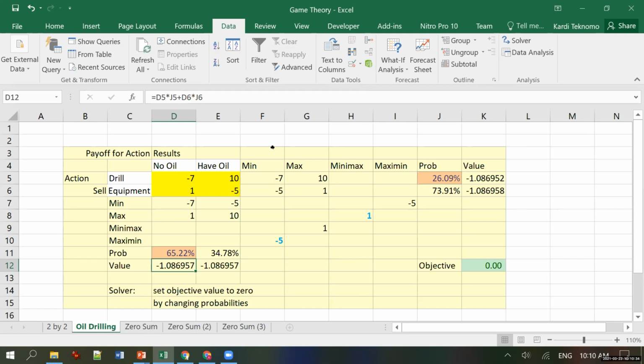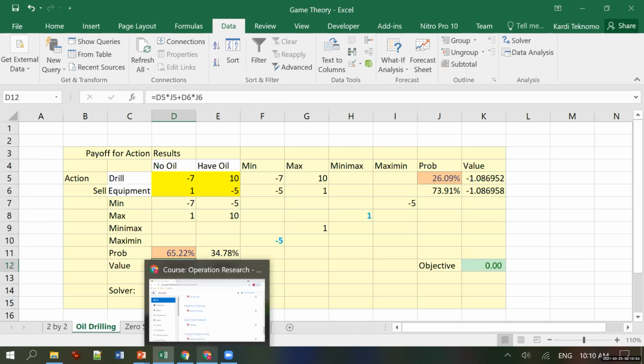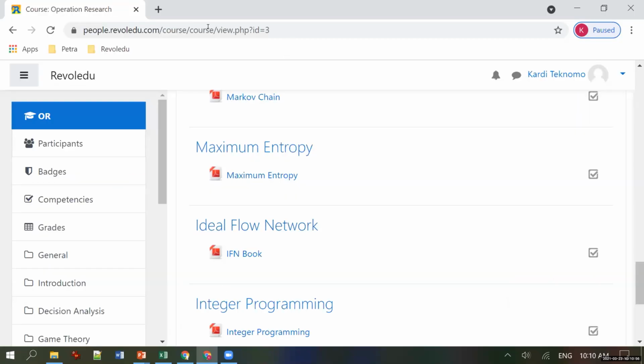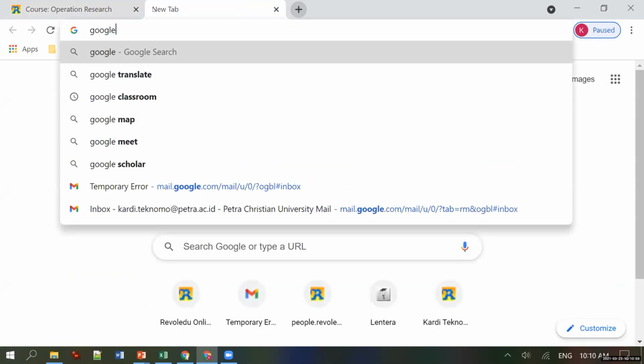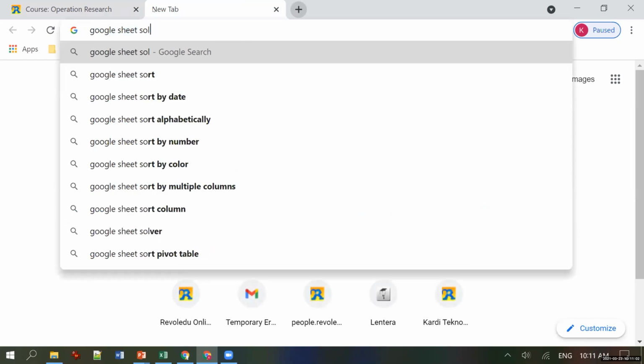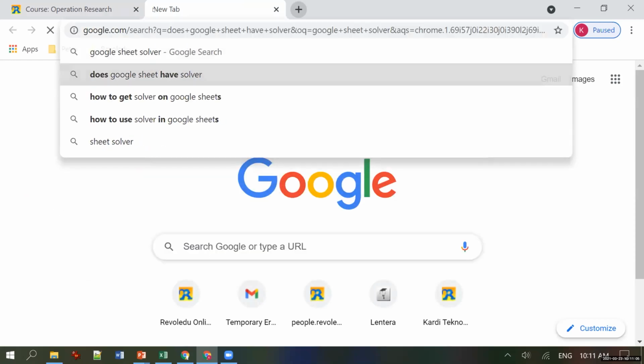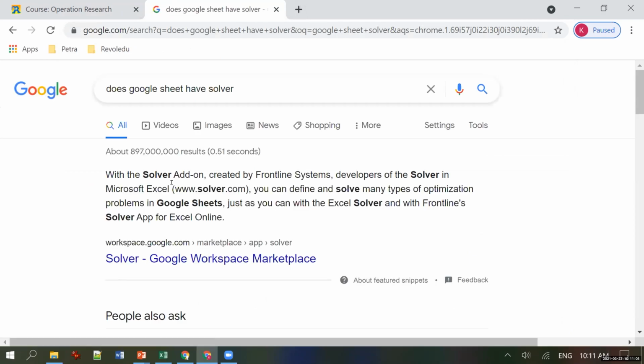Oh, currently I'm using Google Sheets. If you use Google Sheets, I don't know if Google Sheets has a solver or not. I don't think so. In that case, you cannot solve. Oh, I don't know. Let me check. Does Google Sheets have a solver? Solver add-ons. You need to check if there is one or not.